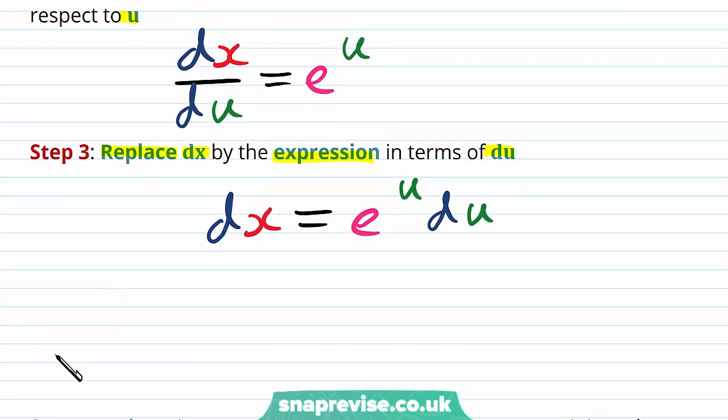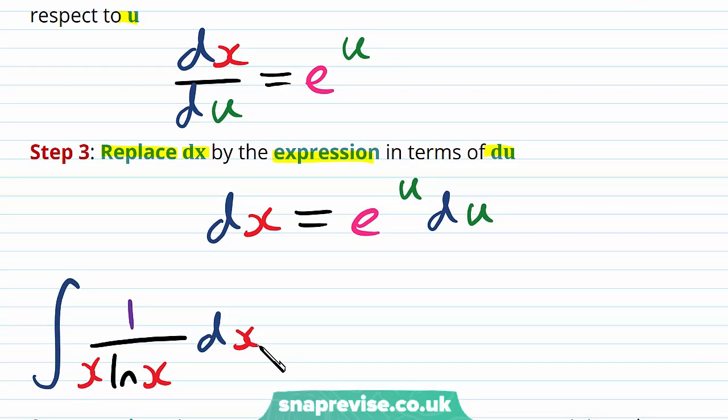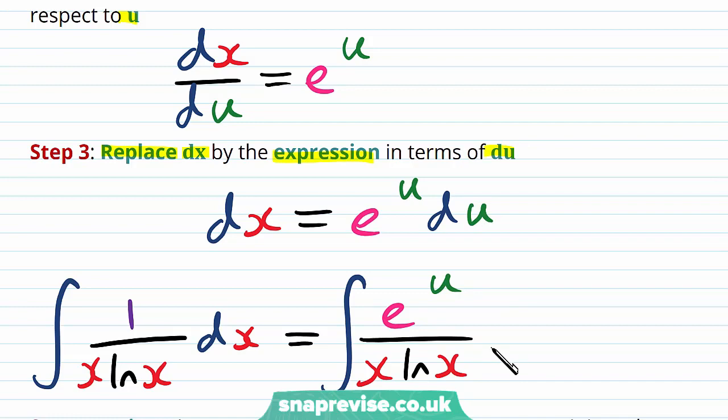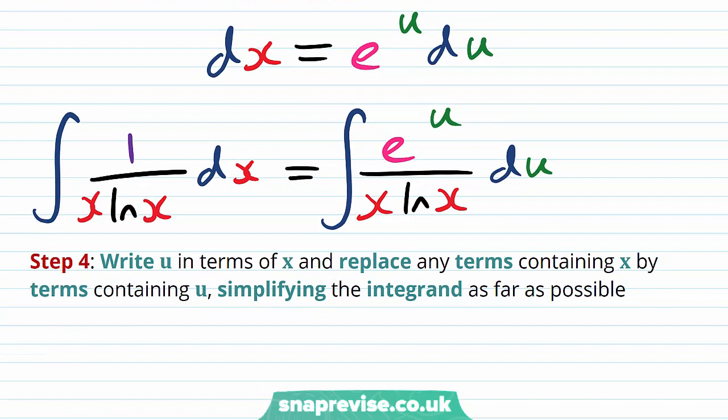And so we take our integral, the integral of 1 divided by x multiplied by the natural logarithm of x, and then we substitute in, and we have the integral of e to the power of u, and then we divide by x ln x, and now we have our du. Our fourth step is to write u in terms of x and replace any terms containing x by terms containing u, simplifying the integrand as far as possible.